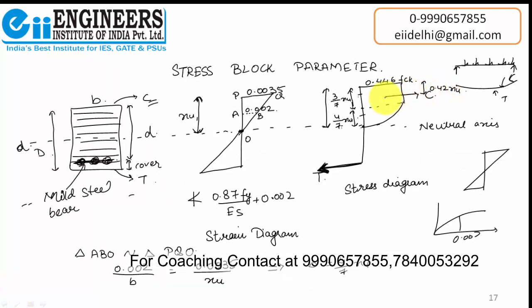See, this is C, this is T. What is the perpendicular distance between these two forces? We can also call it the lever arm. This is equal to d minus 0.42 times XU. See, this whole is d, and from here to here is 0.42 XU. But we need to find the value from here to here, so d minus 0.42 times XU.